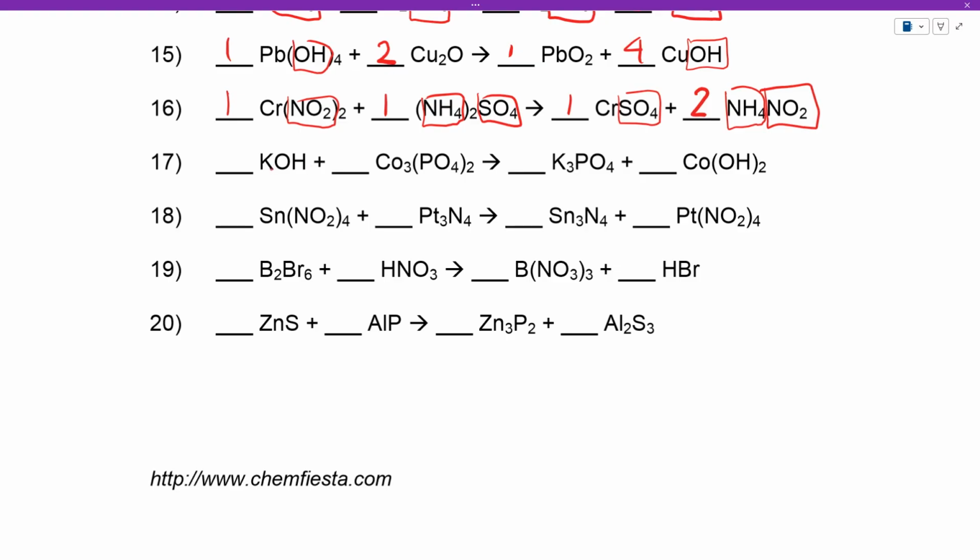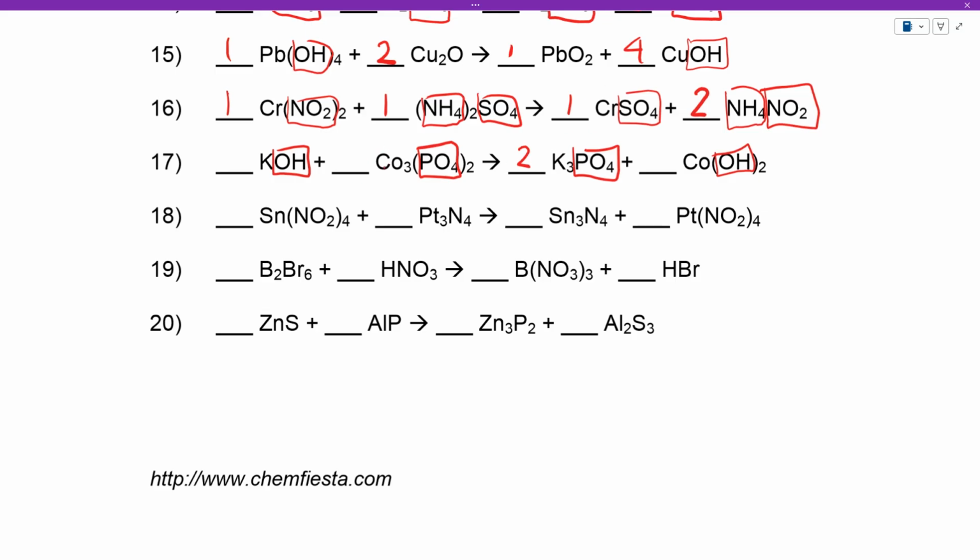So next equation we have KOH plus CO3PO4 2 yields K3PO4 plus COOH2. So I'm just going to highlight the polyatomic ions. There we go. So over here we have two of these PO4s. Here we only have one. So let's put a 2 here.